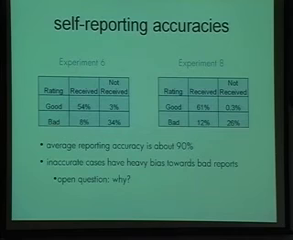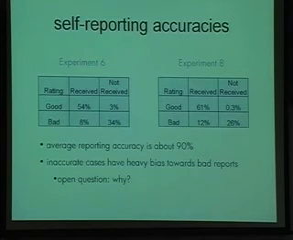We also had a look at self-reporting accuracies, which turned out to be very high in this experiment. So over 90% of the cases, people reported a transaction, whether it was good or bad, based on what actually happened in that transaction. But the inaccurate cases have a high bias toward bad reports. And again, we don't know why this is. Maybe people are punishing for things that happened further in the past, or they're just upset about things, or they're trying to, who knows what.